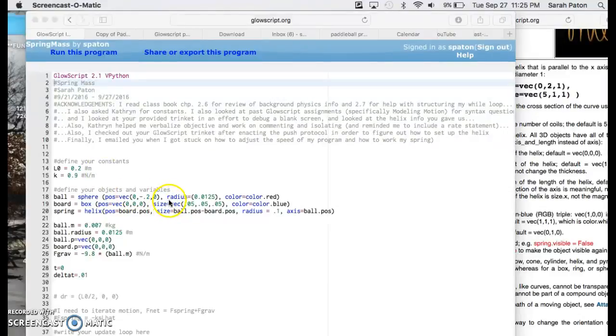Next, I defined my objects, my variables. So I created a sphere and called it ball, and made its position vector thus and its radius thus. One interesting thing was that at first I didn't quite know where to put the ball. But then I was like, wait, it's just going to be the relaxed length of the string, but in the negative y direction. So that took me about 30 seconds to really think through.